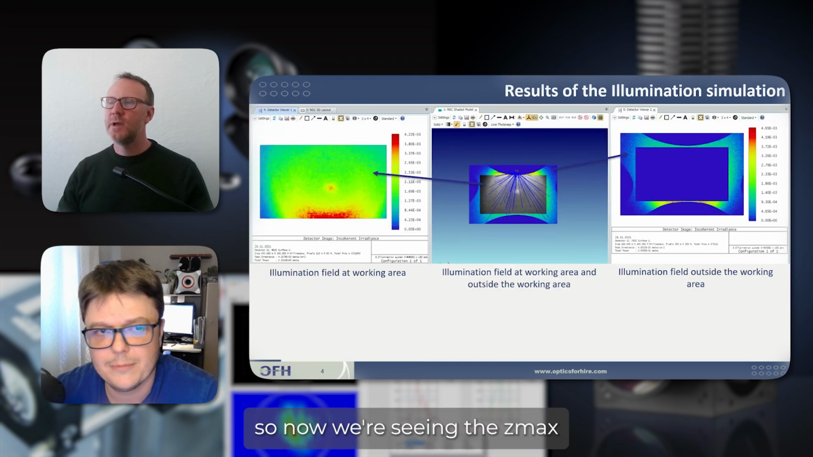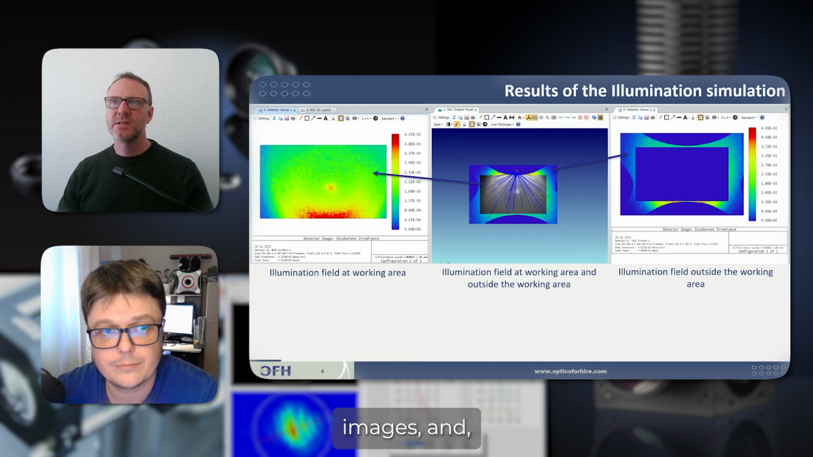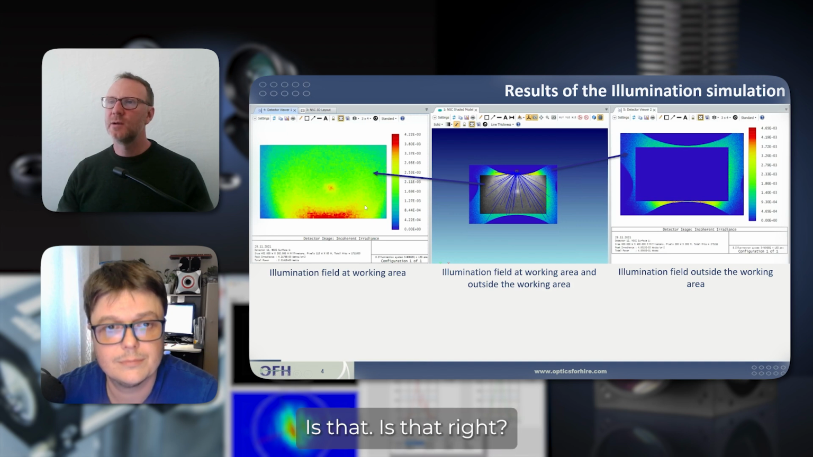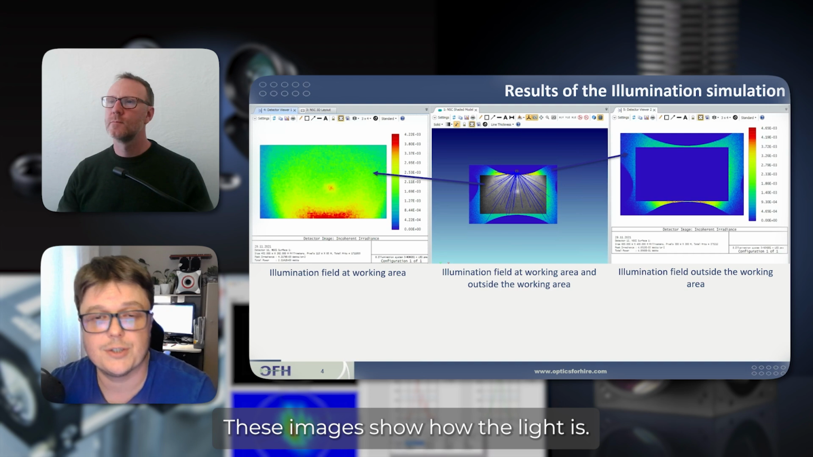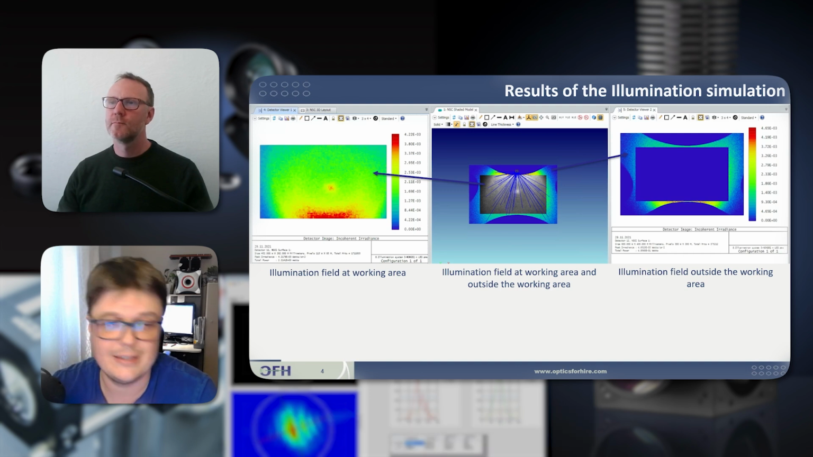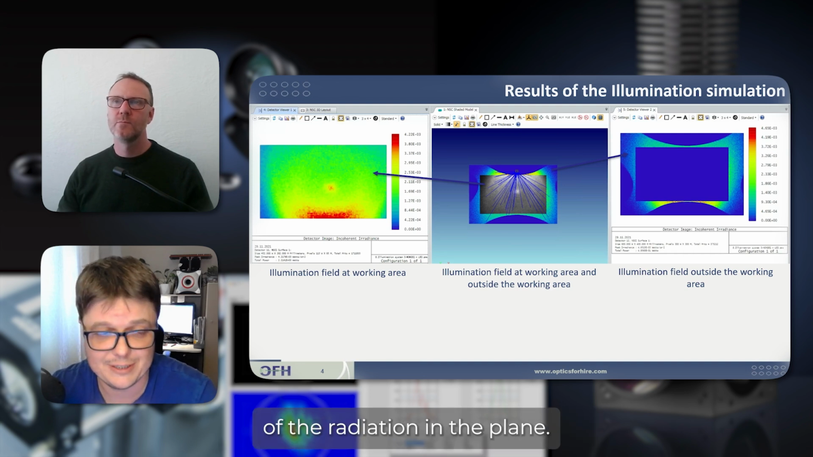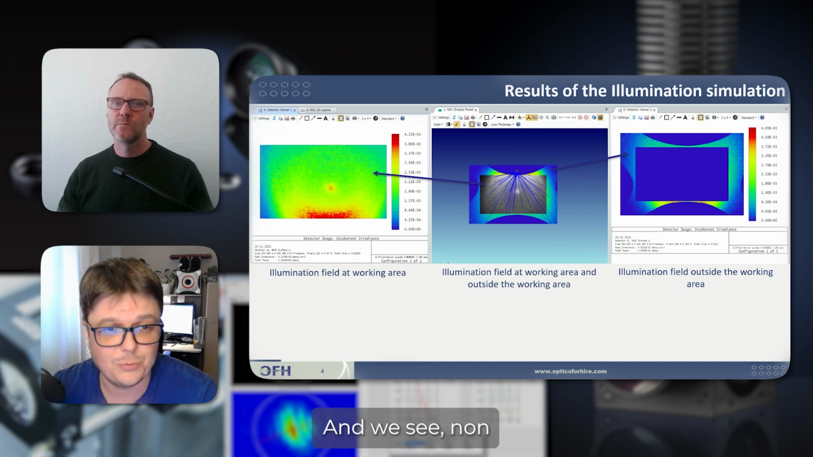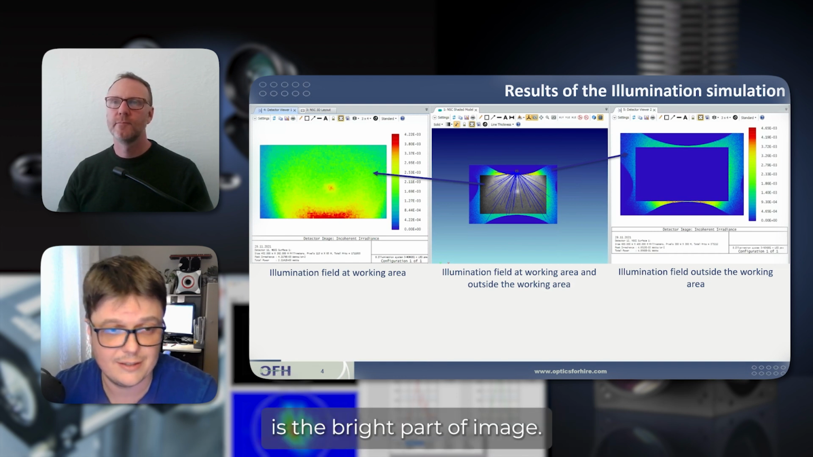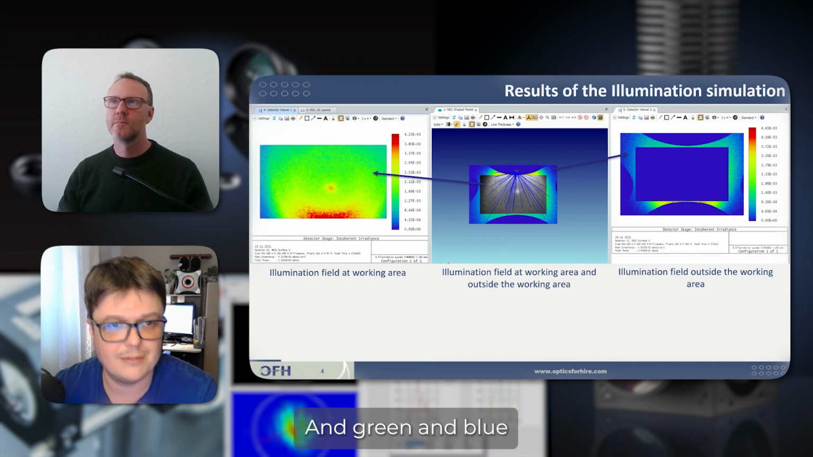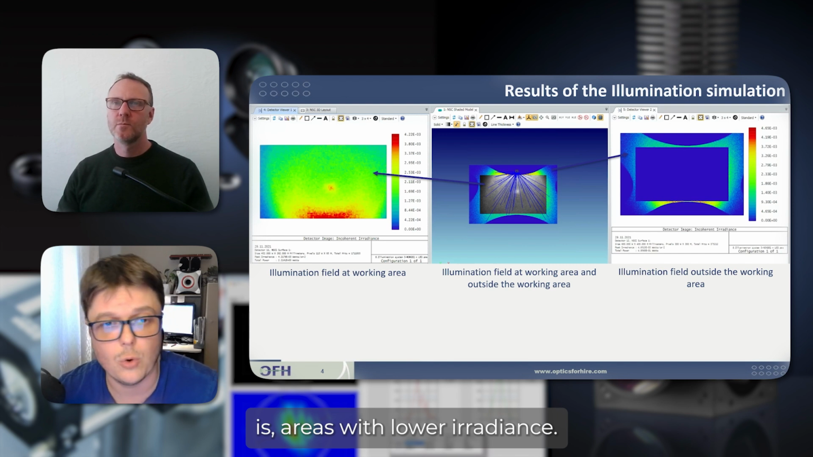Okay. So now we're seeing the Zemax images, and these are uniformity images. Is that right? Tell us about what we're seeing here. Yes. These images show how the light is. This is the irradiance of the radiation in the plane, and we see non-uniformity of this illumination field. Bright red is the bright part of the image, and green and blue are areas with lower irradiance.